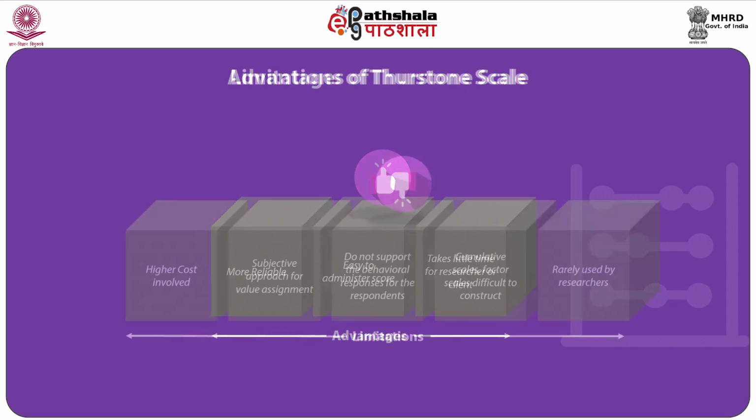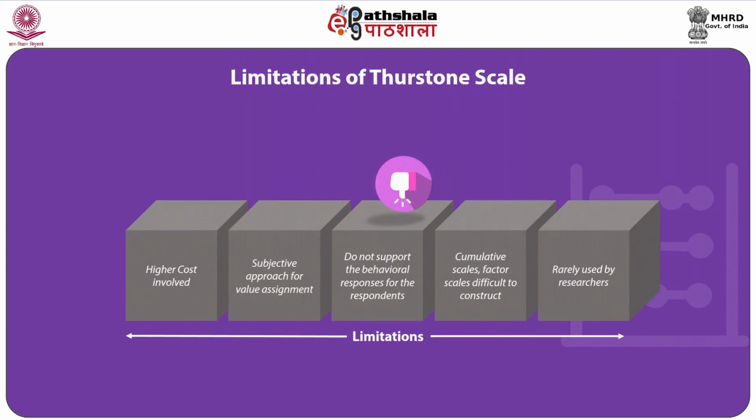Coming to the limitations of the Thurstone scale, firstly, higher cost and a lot of effort are needed to construct the scale. Secondly, the values assigned mostly represent the judges' own ideas. Thirdly, some sort of subjectivity will be there, not fully objective. And finally, the scale may not exactly capture the respondents' feelings, rather the scales allow them only to agree and disagree with particular statements.